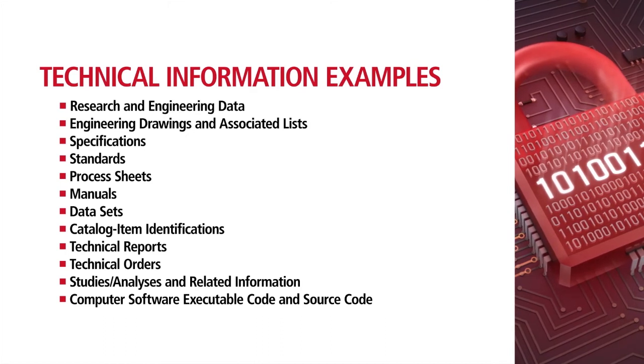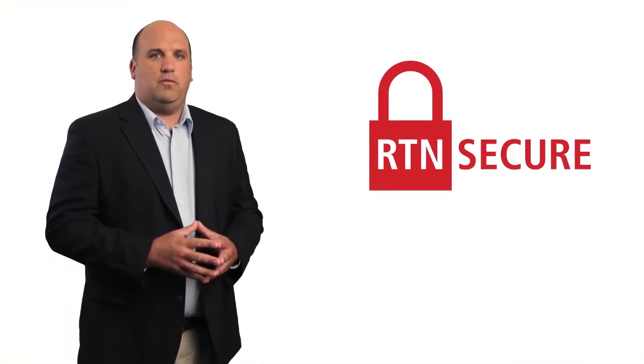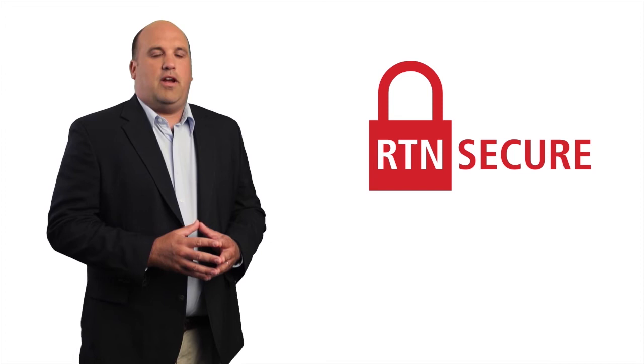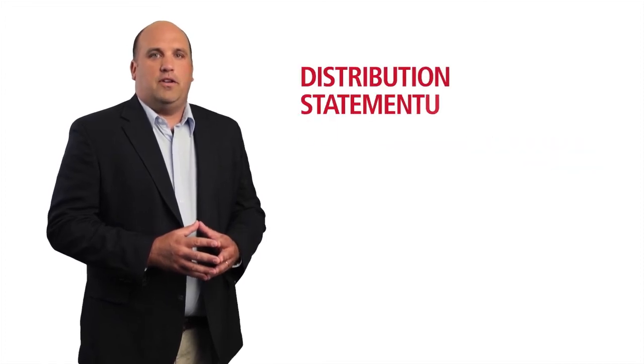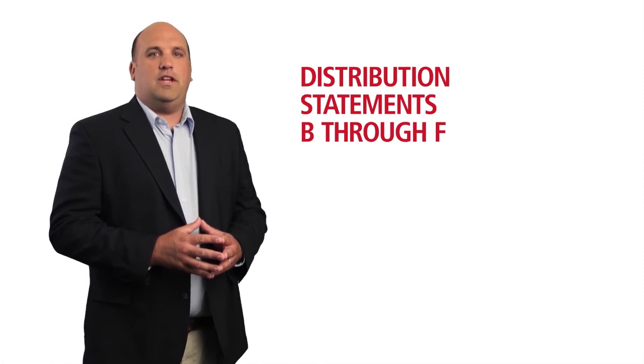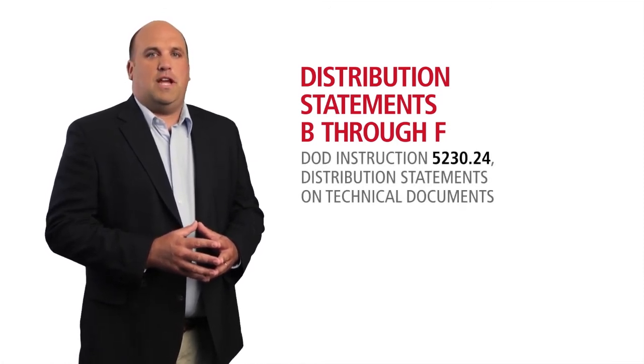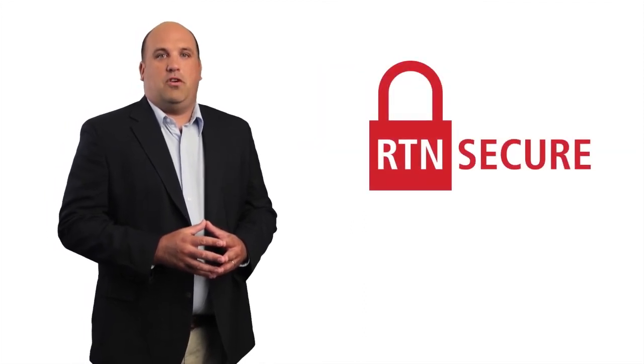It is important to note that in order to be controlled technical information, it would need to meet the criteria that, if disseminated for distribution statements B through F using the criteria set forth in DoD Instruction 5230.24, distribution statements on technical documents. This is a good starting point for discerning if the information is CDI.